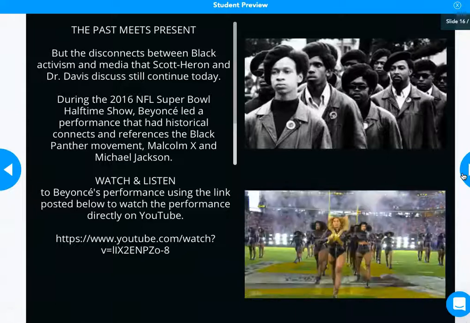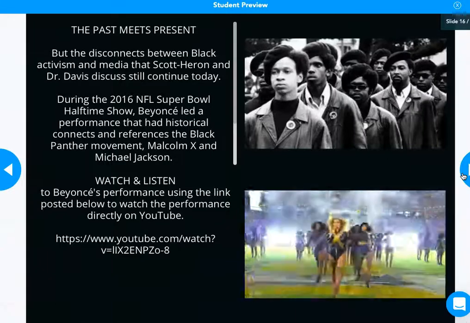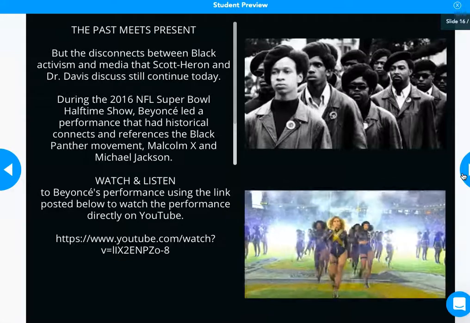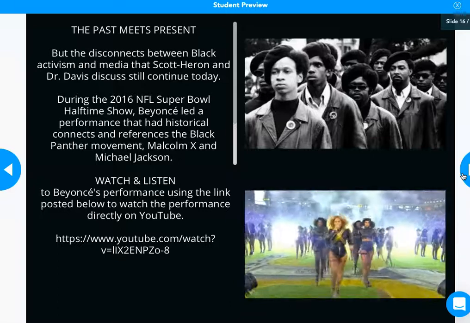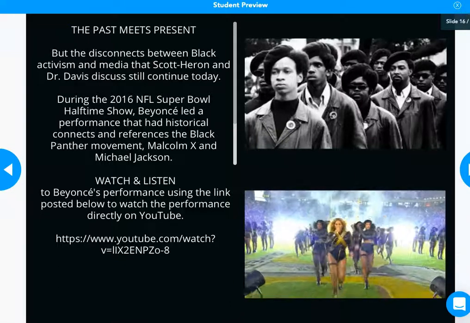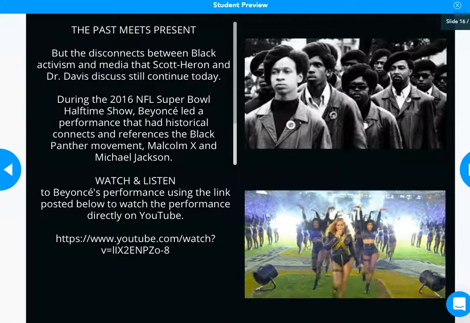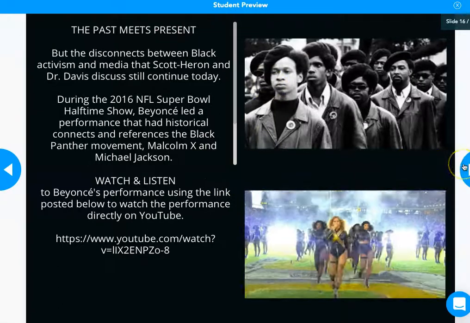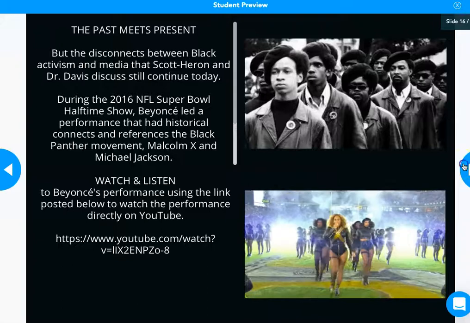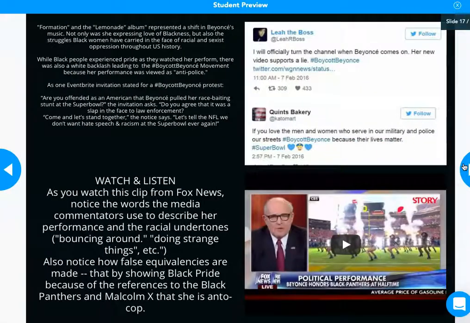And then you see a very prime example of how the past meets the present, and you can see the influence of the Black Panther Party on the 2016 halftime show that Beyonce performed, and she has a lot of influence from the Black Panther Party. And then there was a lot of backlash to her dressing and performing in such a way. And here you'll see that on this slide, right? So you'll see how many people felt as though Beyonce had overstepped her bounds because of what they had known and what they had learned of the Black Panther Party.